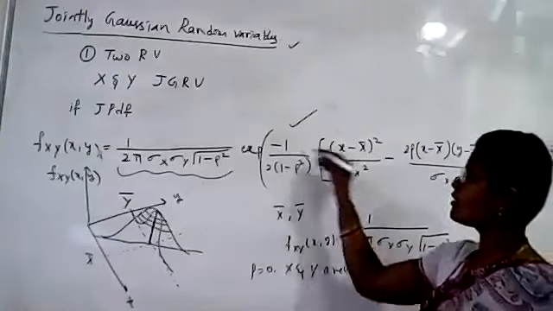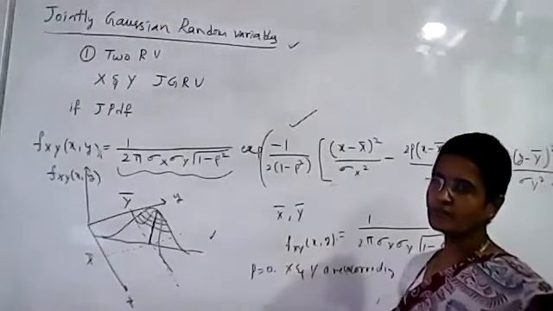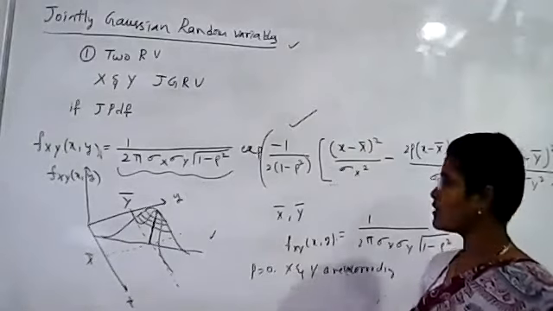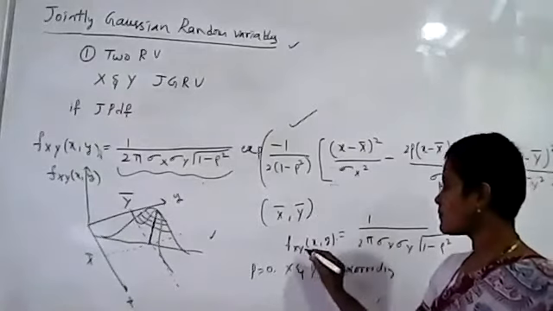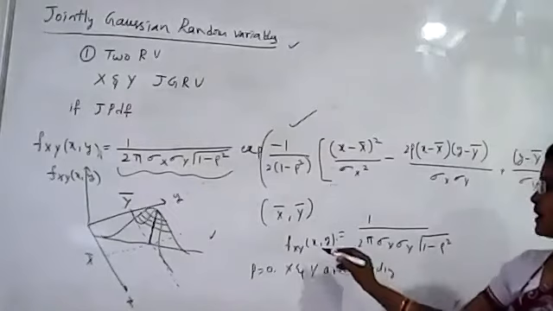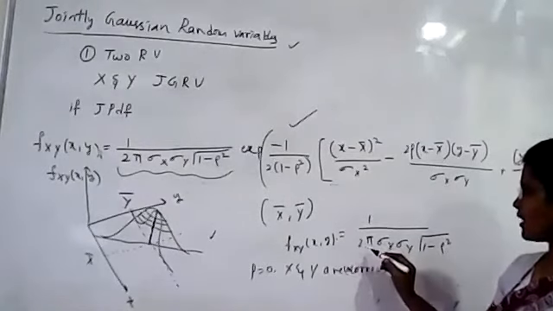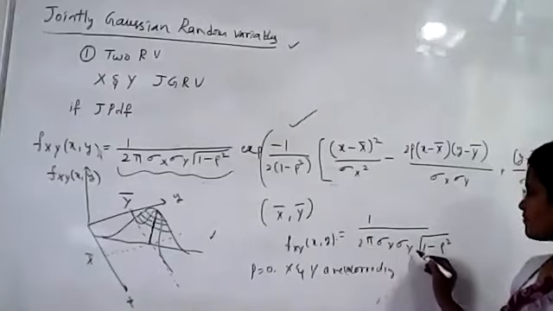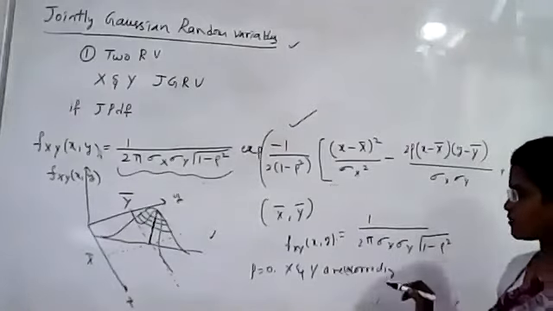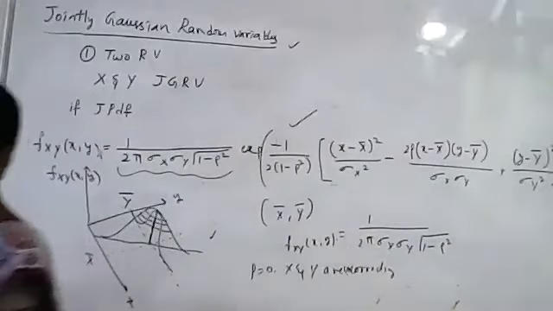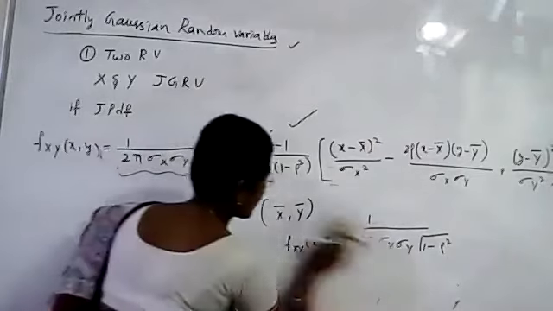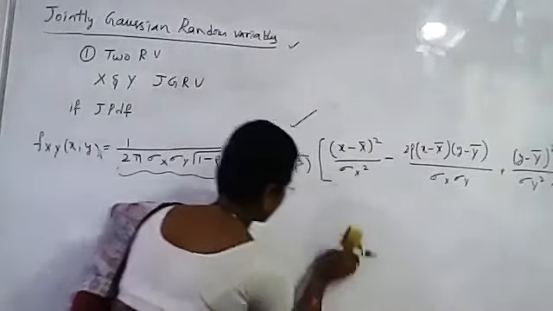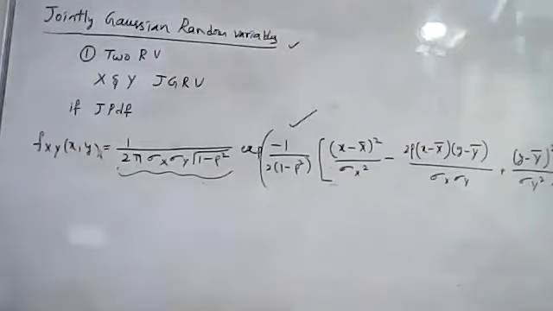Then the plot of this is shown here in the XY plane. From this we can observe that we will have the maximum value at x bar comma y bar. And what is the maximum value? The maximum value is given by f xy of x comma y is equal to 1 by 2 pi sigma x sigma y root of 1 minus rho square. Now we will take the case of rho equal to 0. If rho is equal to 0, then we say that these two random variables are uncorrelated.